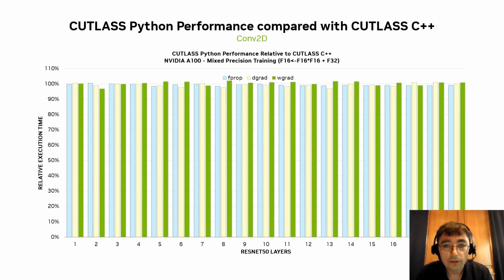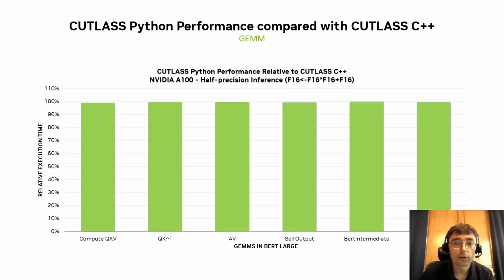Because CUTLASS Python uses CUTLASS C++ under the hood, we don't really expect any performance variation between the two. In this example, we're profiling two-dimensional convolution for deep learning training on the NVIDIA A100 GPU. Here we can see both forward and backward passes for convolution performance across the different layer sizes of ResNet 50. And as predicted, performance is almost identical. The same holds for CUTLASS GEMM. Here we're showing different layer sizes in the BERT workload, and performance is virtually identical.